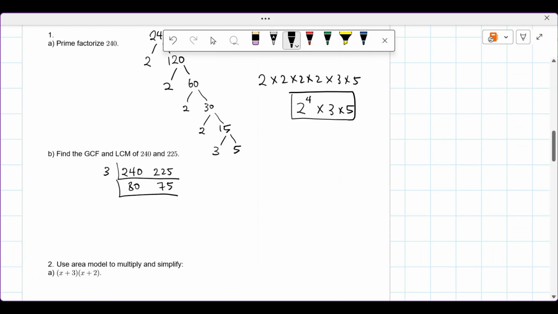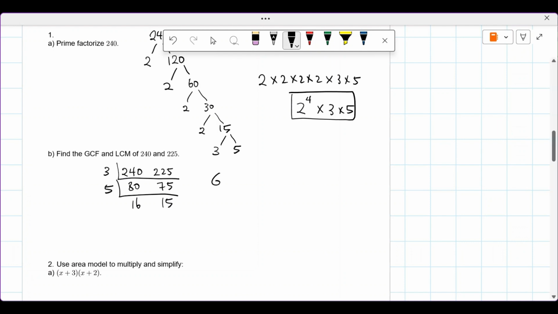And then let's divide these numbers by the smallest prime number possible. Well, both numbers are not divisible. 80 is divisible by 2, but 75 is not. 75 is divisible by 3, but 80 is not divisible by 3. So the next one has to be 5. 80 divided by 5 is going to be 16. 75 divided by 5 is going to be 15. And there are no more prime numbers that are divisible by both of these numbers. So we're done with this table now.